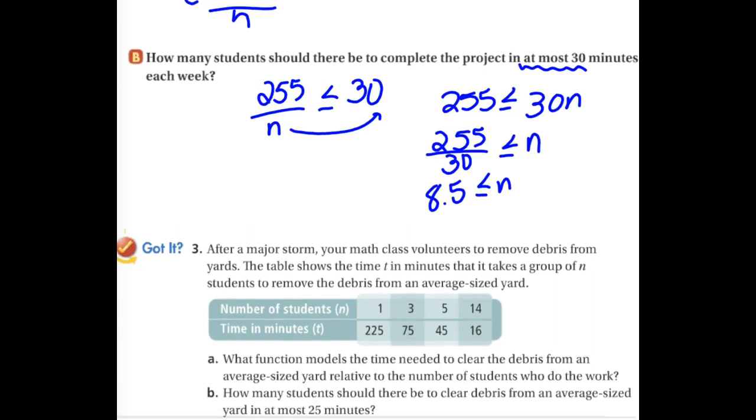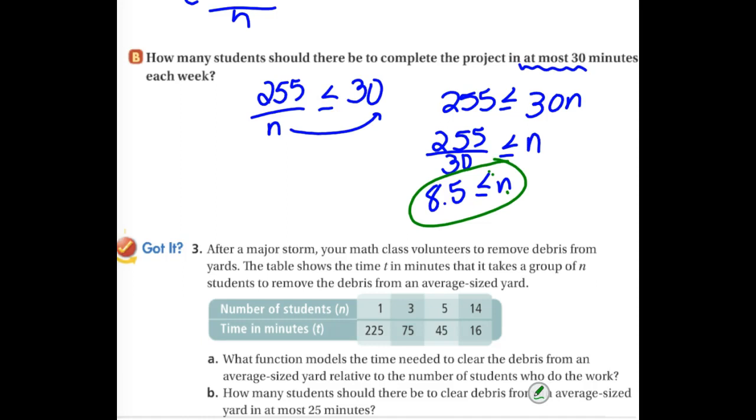All right, so if we read this, 8.5 has to be less than or equal to n. If I read it from n, I'm saying n, the number of students, has to be greater than or equal to 8.5, right? N has to be greater than or equal to 8.5. I can't go down to 8.